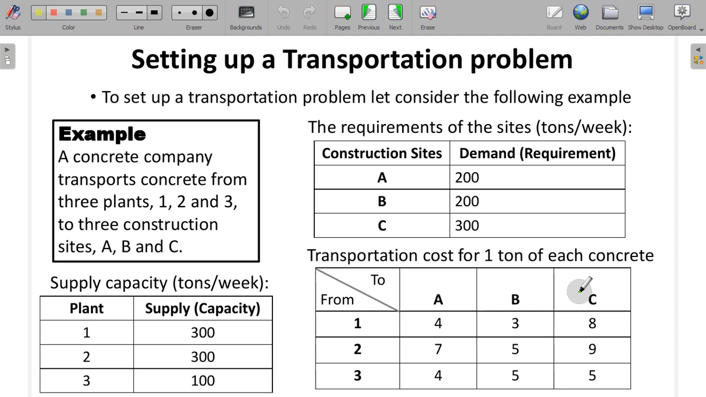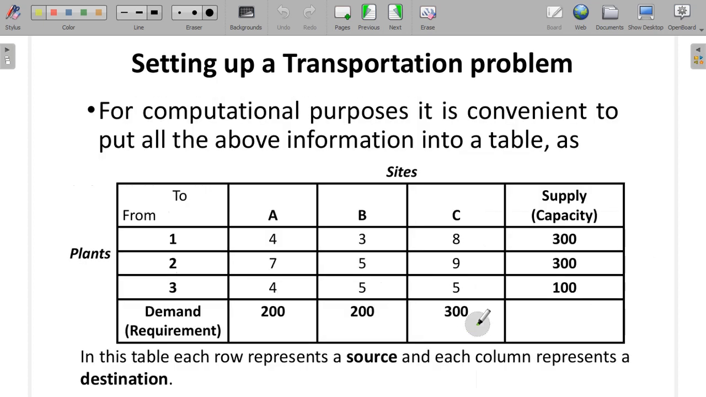So from this information, we can summarize it in a single table, and that table is of basic importance because the summary of all 3 pieces of information in one table is what basically leads us to a solution to a transportation problem. So you can see, we can summarize this whole information. The information inside here represents the cost. And we have the total demand or requirements at the bottom, and in the last column we have the total supply capacity for each plant. So now we have summarized the information from the 3 tables into a single table, which is now convenient for computation of a transportation problem.